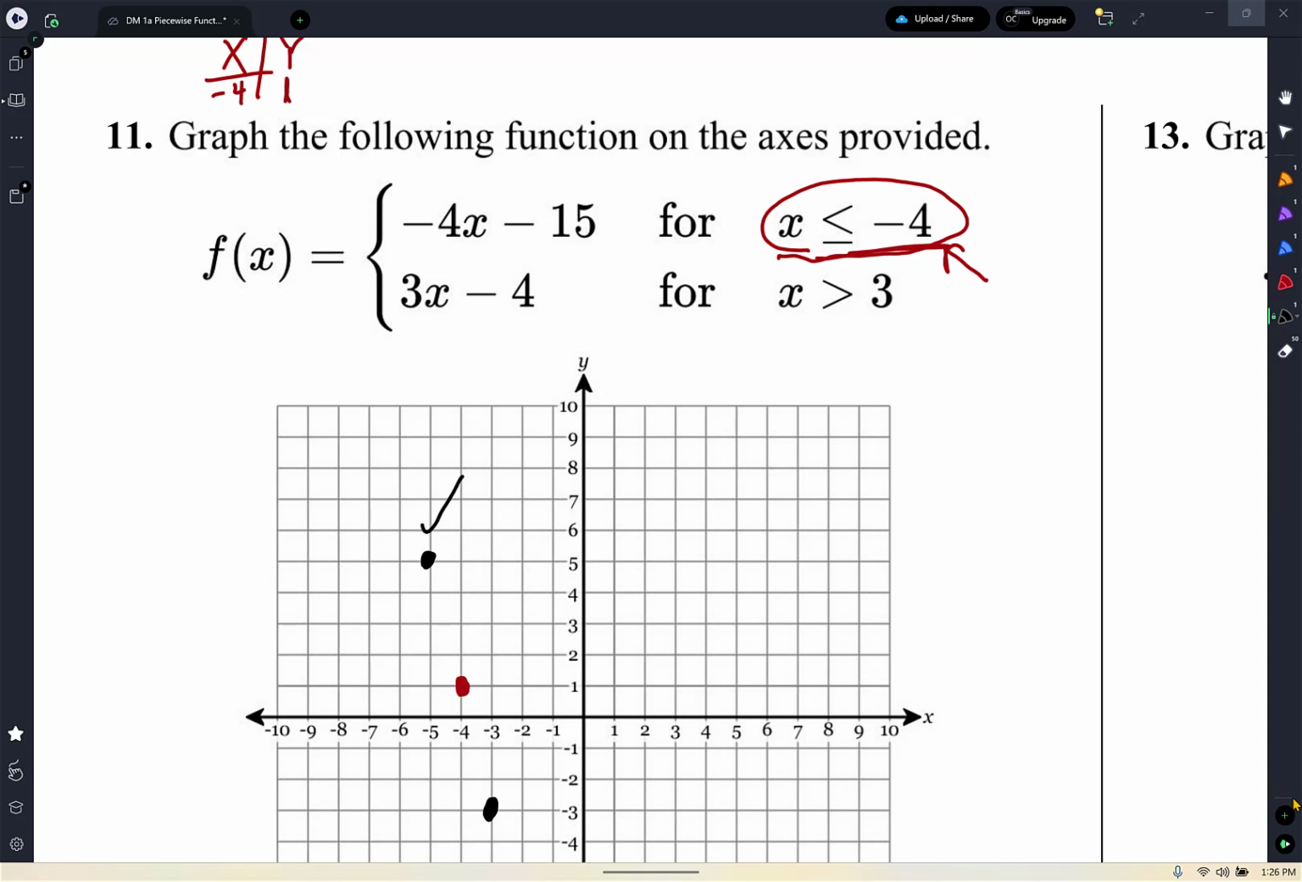This one's the correct one. Why is this one the wrong one? Yeah, you're not defined for anything greater than -4. You're only defined for values that are to the left of -4. My domain for this top function is all values from -infinity to -4.